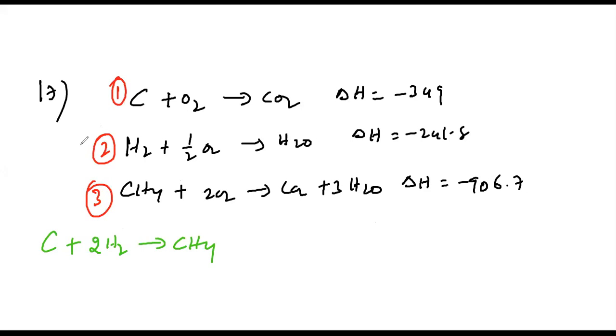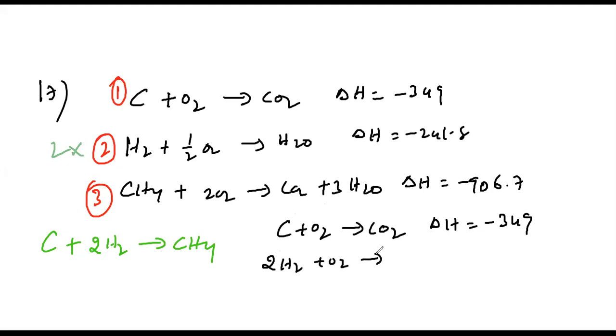Second equation, you multiply with 2, and you reverse the third equation. So what are you going to get finally? Here C plus O2 gives rise to CO2, right? Next, delta H value will be minus 349. Next, 2H2 plus O2 gives rise to 2H2O, and here delta H value will be minus 241.8 into 2.